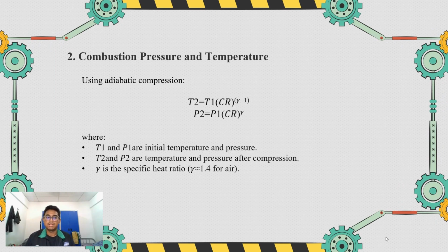Then we will continue with the adiabatic compression, which is T2 equals T1 times CR to the power of gamma minus 1, and P2 equals P1 times CR to the power of gamma. T1 and P1 are the initial temperature and pressure. T2 and P2 are the temperature and pressure after compression. Gamma is the specific heat ratio, which is equal to 1.4 for air.